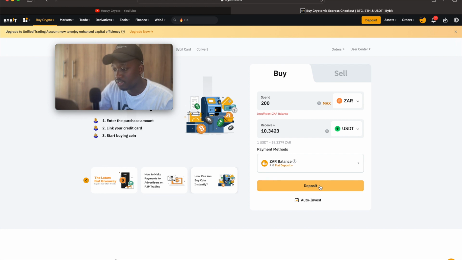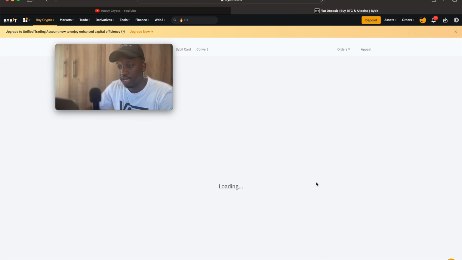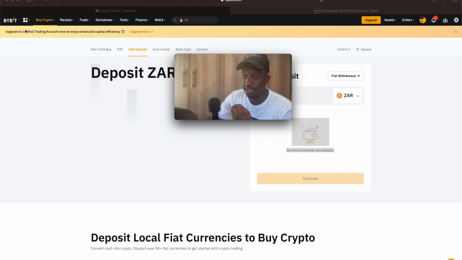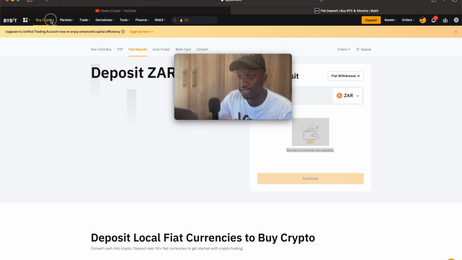So right here I can simply click deposit, and it's gonna ask me to put in my card details, but in your case it's gonna give you an option to add your card, and right now it says this service is unavailable. So anyway, let's go ahead. But that's how exactly you can buy crypto on Bybit using your credit card.